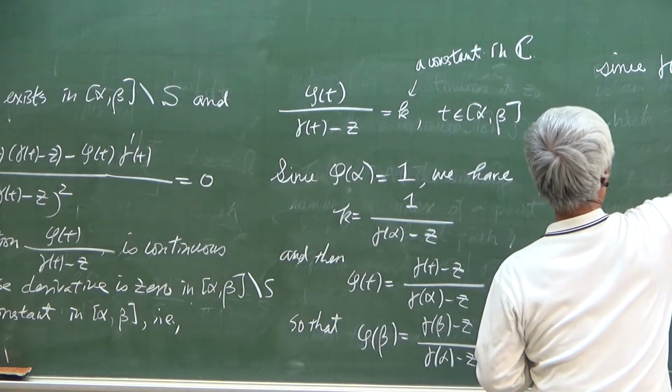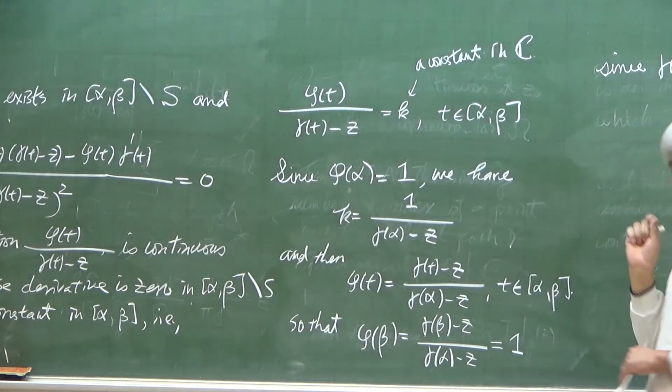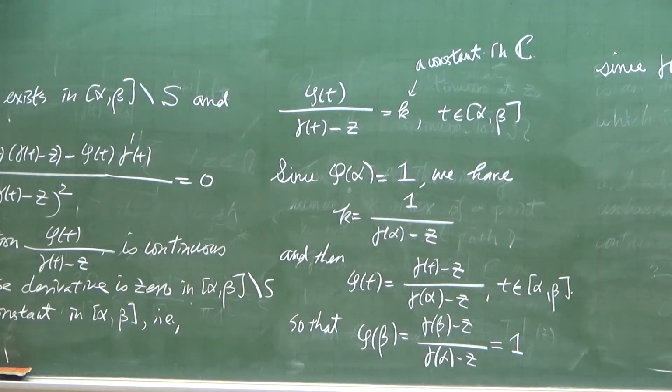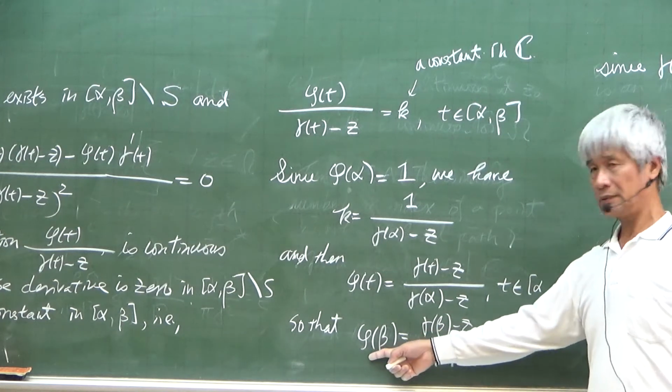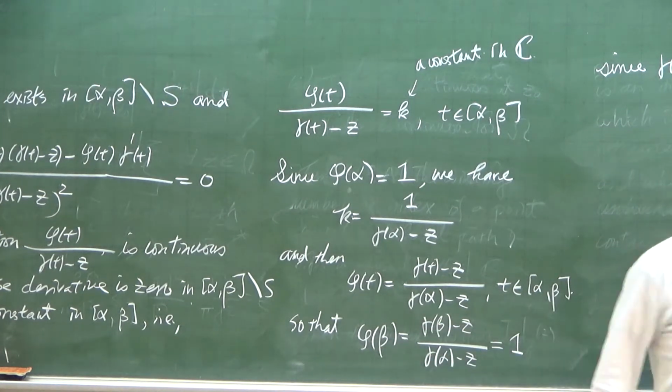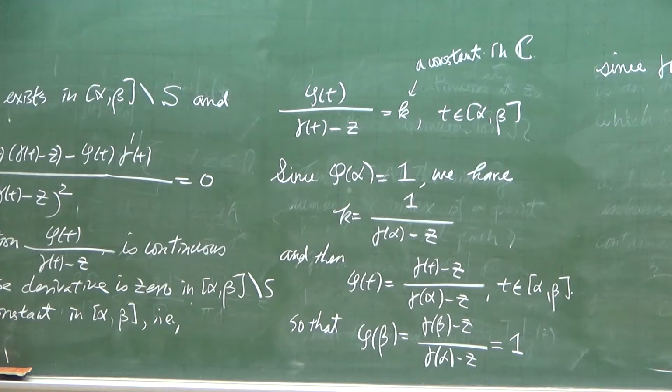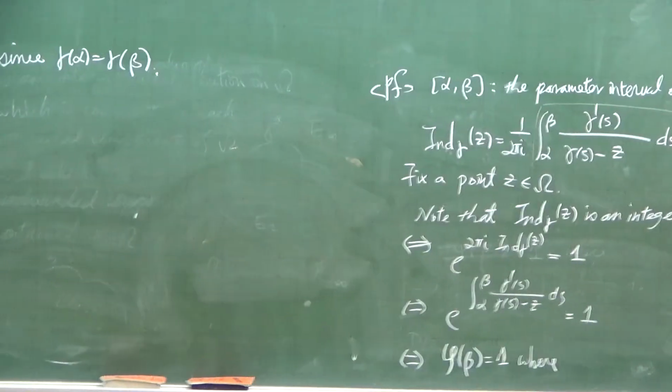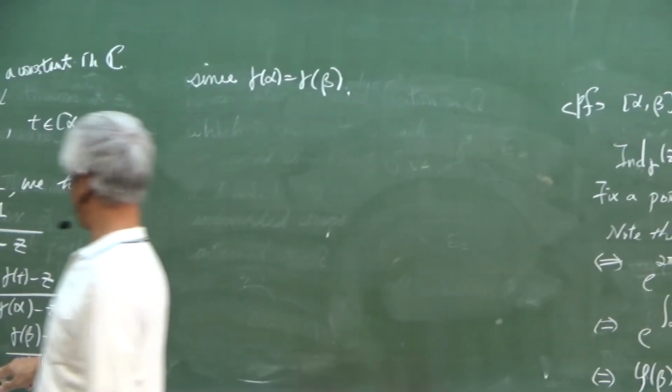Since gamma alpha equals gamma beta, because gamma is closed. So what do we prove? We prove that phi beta is 1. And this is what we want to prove, because the index is an integer if and only if phi beta is equal to 1, and the phi t is defined here. So finally, we prove this is 1.